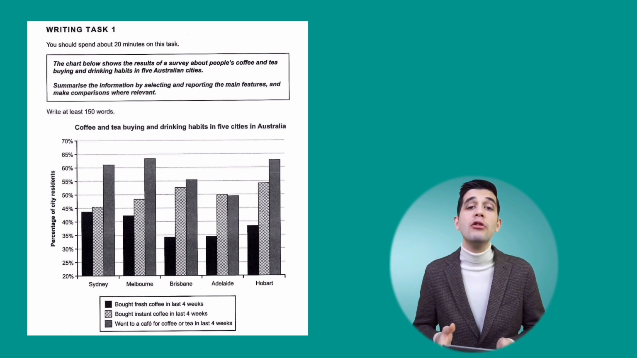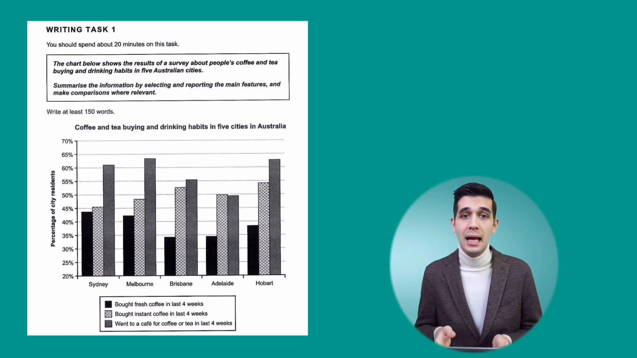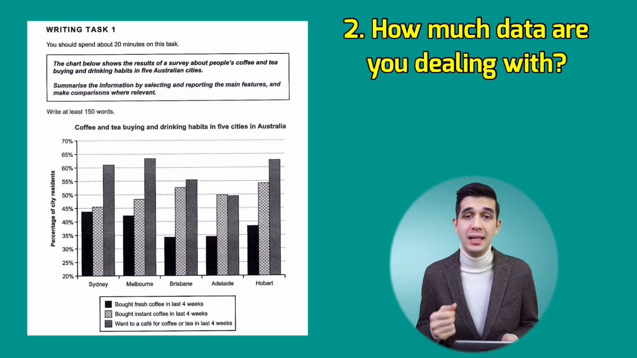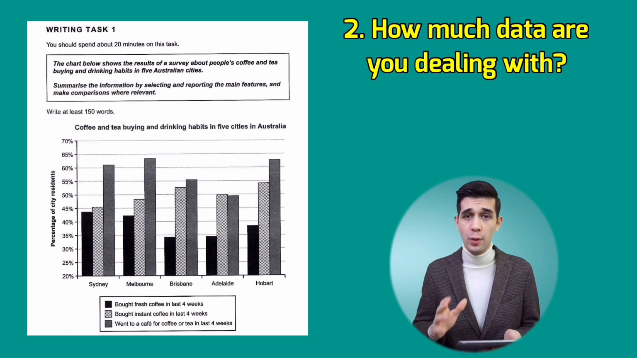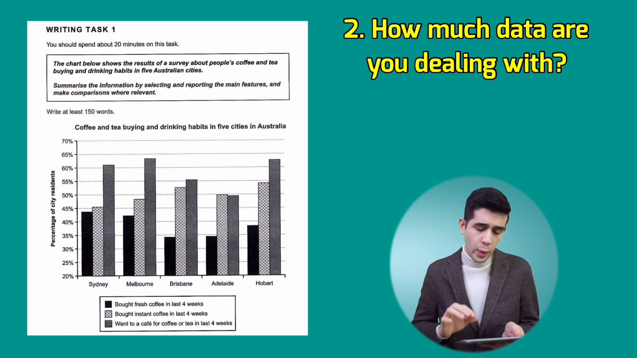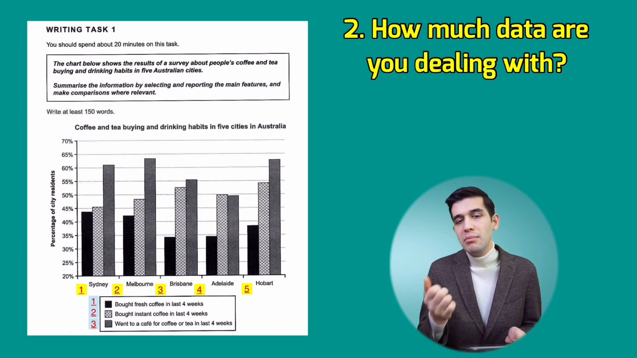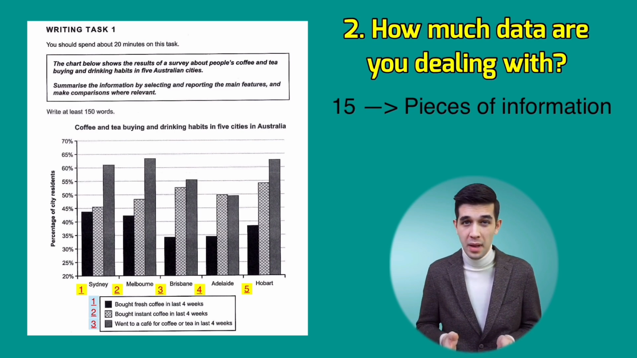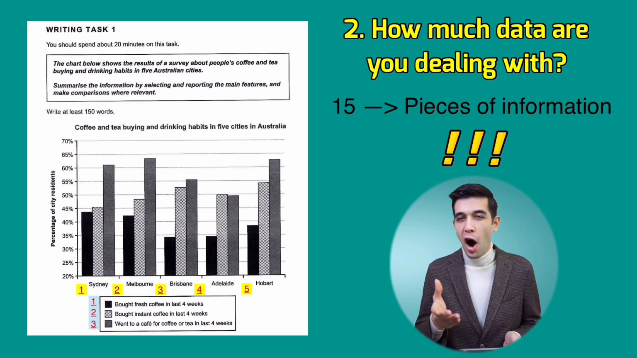Okay, now that we know how to proceed, what's the next step? The next step is about the data you are dealing with. How much is it? How big is it? How many pieces of information are you dealing with? In this case, we have 5 cities. For each city, we have 3 categories. That means overall we have 15 pieces of information. That is a lot. That is too much. Are we supposed to talk about everything here?